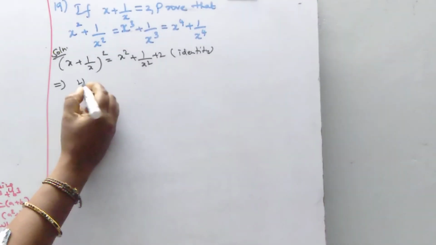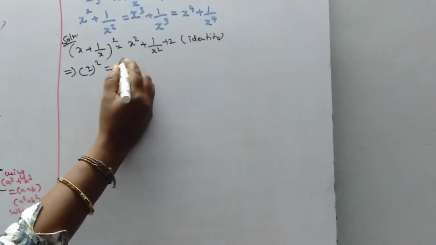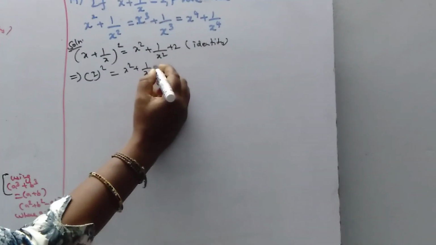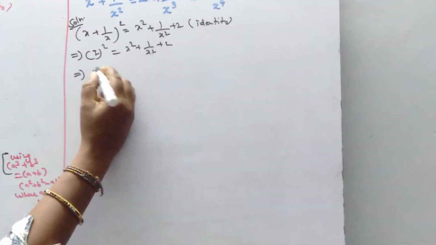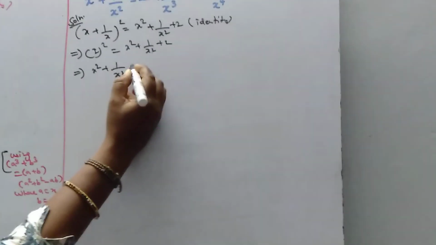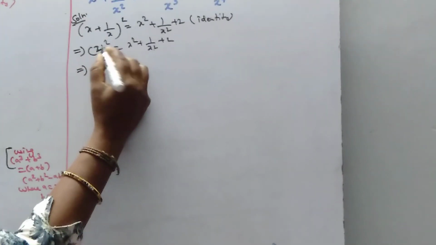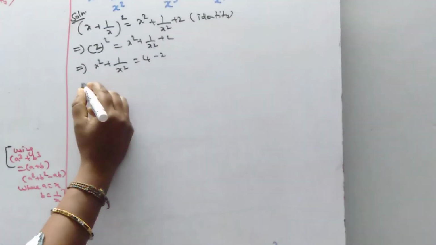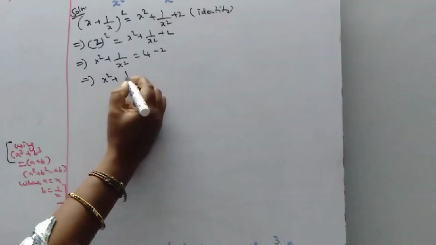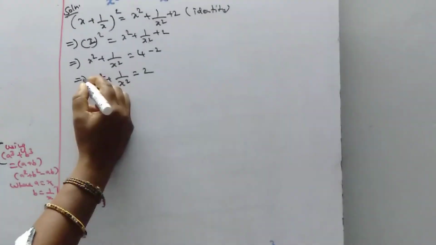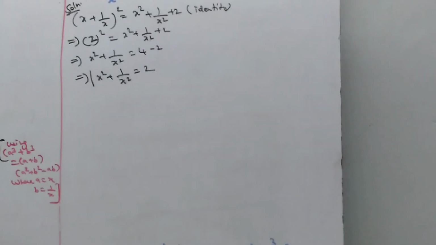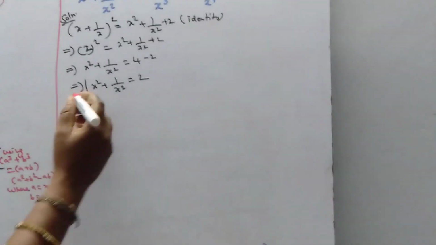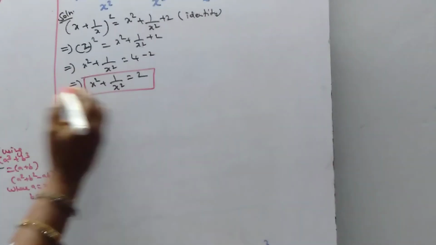So which implies 2 square equals x square plus 1 by x square plus 2. So which implies x square plus 1 by x square equals, that is 2 square is 4, then bring this 2 to this side, it will become minus 2. So which implies x square plus 1 by x square equals 2. This is the first result.